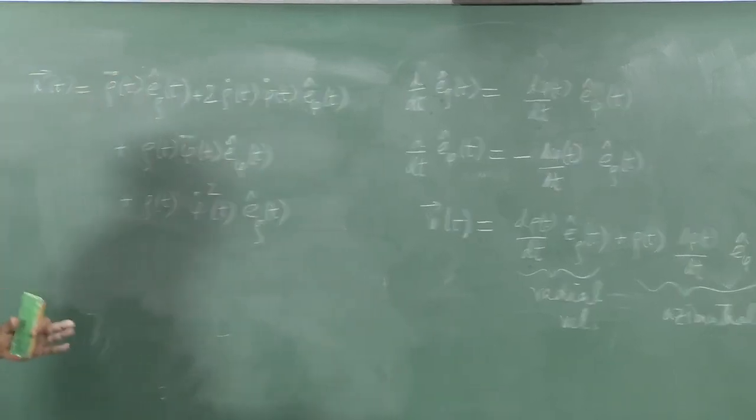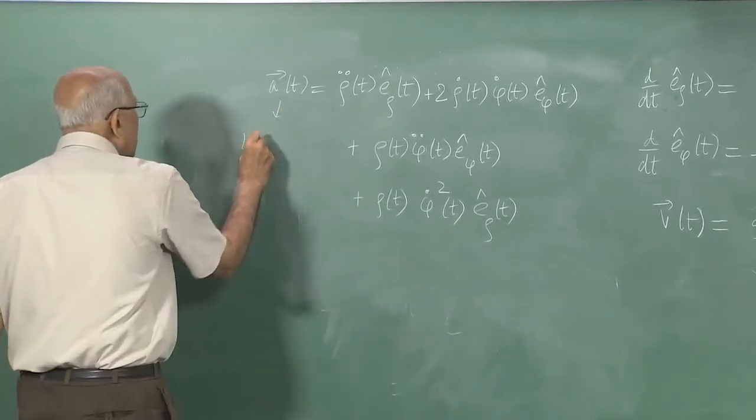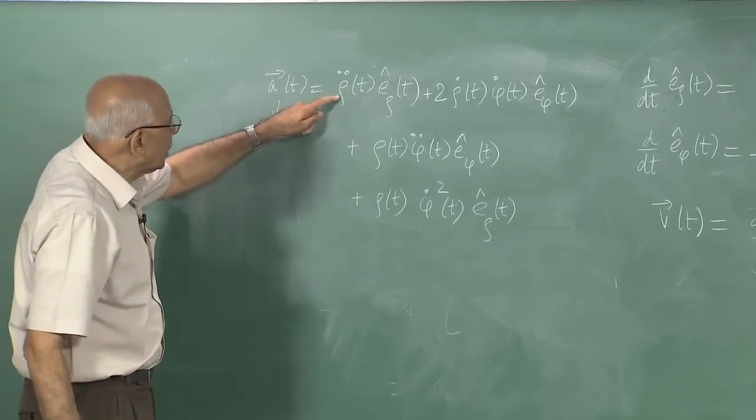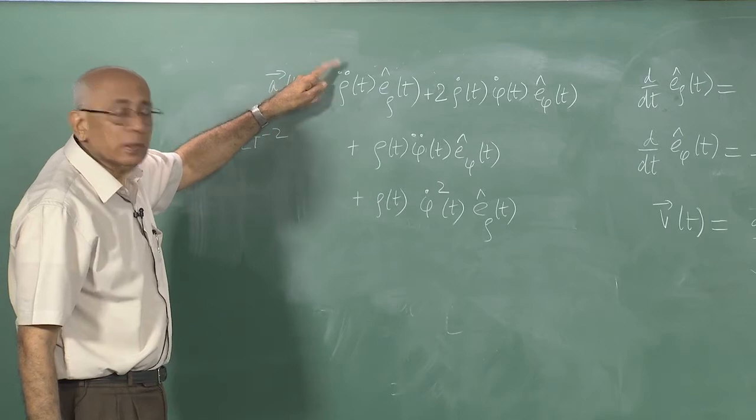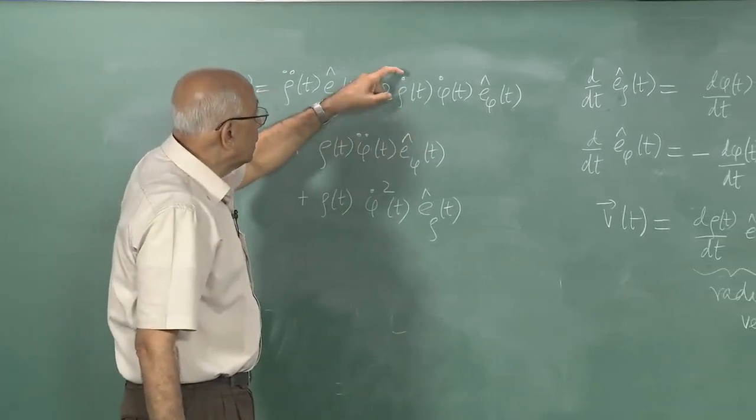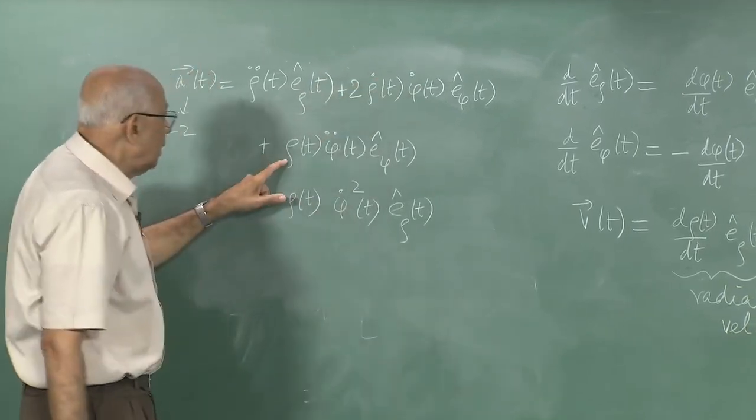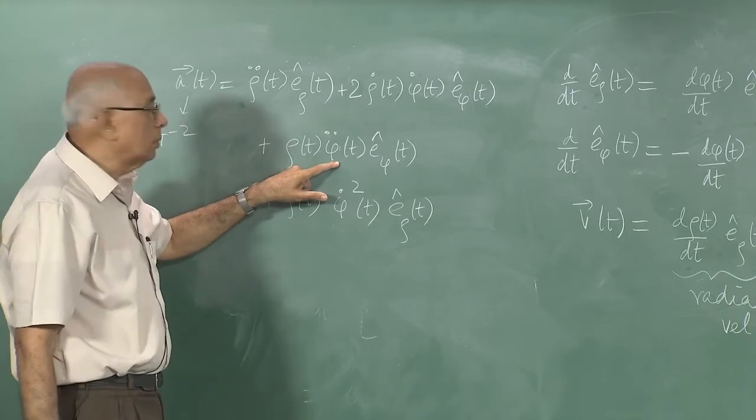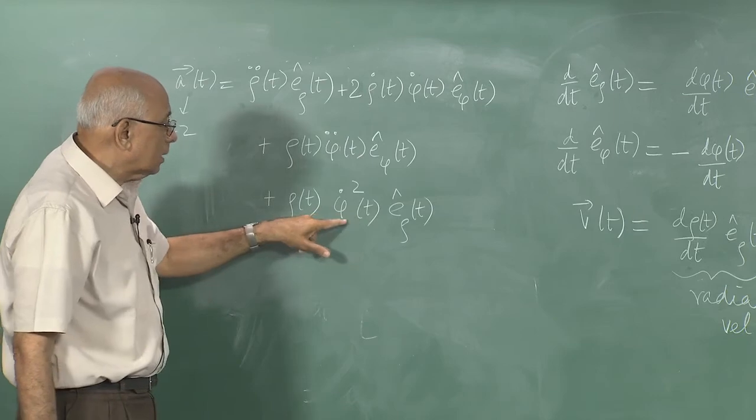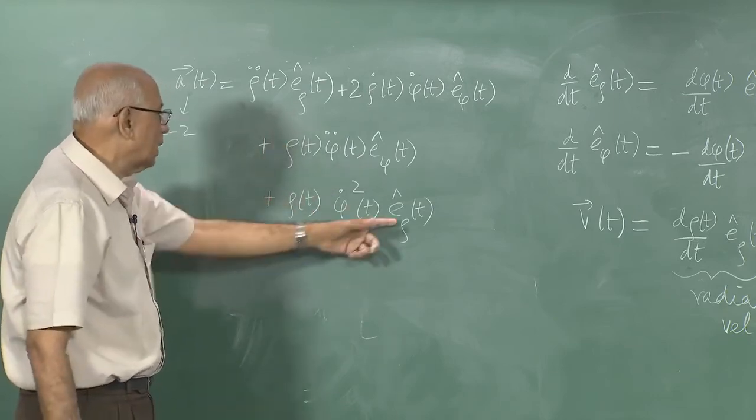We must check dimensions once again. This has physical dimensions of L t to the minus 2 because it is an acceleration. This has dimension L t to the minus 2 from here, so that is okay. This is L t inverse, so that is okay. This is L t to the minus 2, that is dimensional, that is okay. This is L, this is dimensionless, and then there is a dot squared, so that is t to the minus 2, and that is okay too.